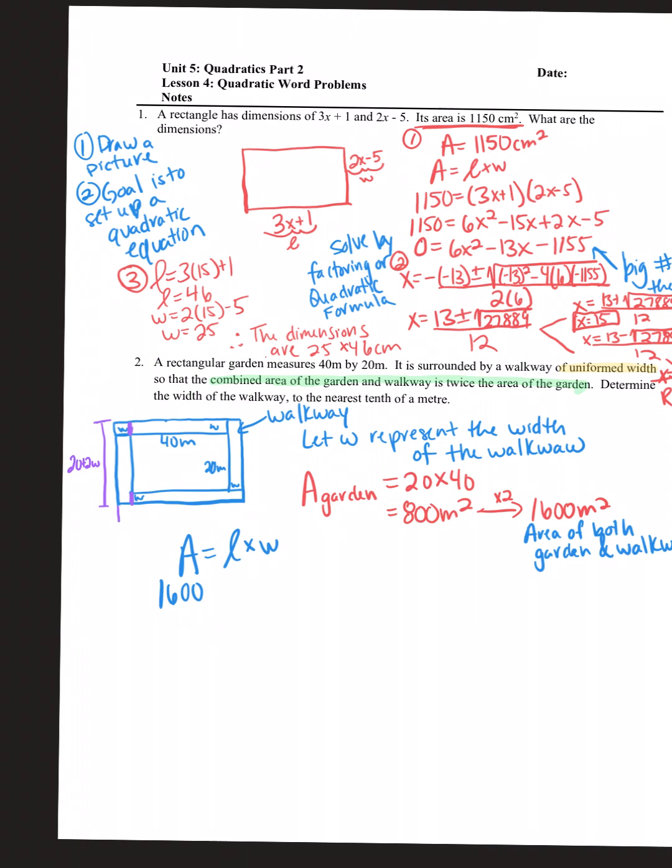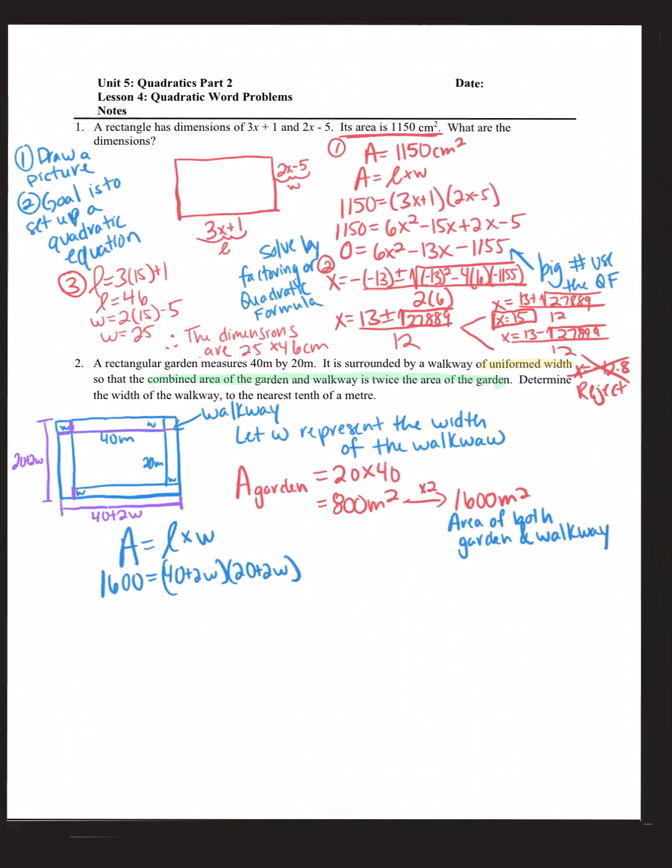If we look across for the length, we should see something similar happening. So again, we know that the length is 40, but then we have this walkway that's W here and a W here. So again, we're going to have 40 plus 2W for that side of my rectangle. So our area is going to equal 40 plus 2W times 20 plus 2W. Okay, now that we've created an equation, we want to expand and simplify so that we can eventually get it to standard form and we can find our solutions.